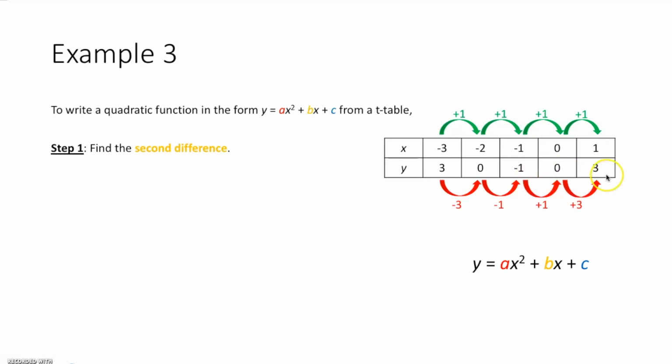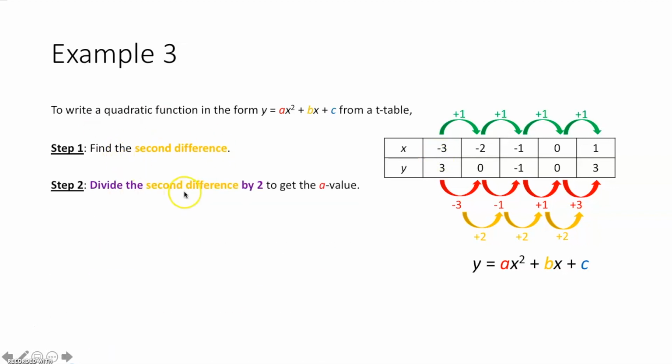Now let's check the second difference. So to get from -3 to -1, you're adding 2. To get from -1 to +1, you're adding 2. And then to get from +1 to +3, you're adding 2. So there is a constant second difference, meaning that this table does represent a quadratic function. So we found our second difference.